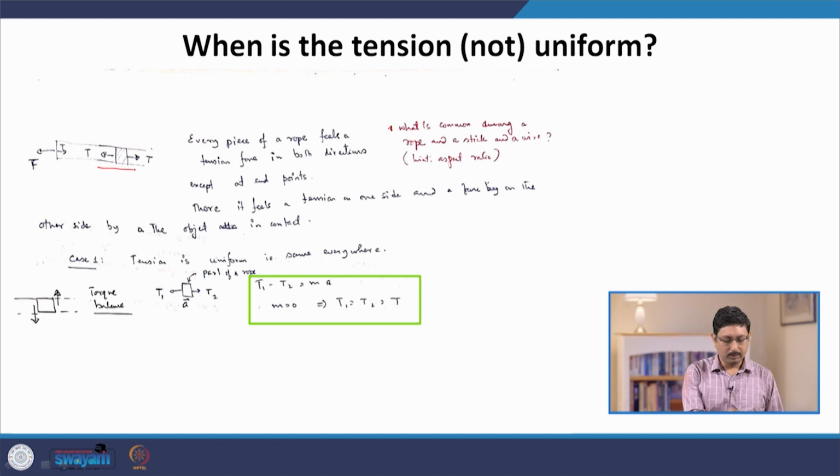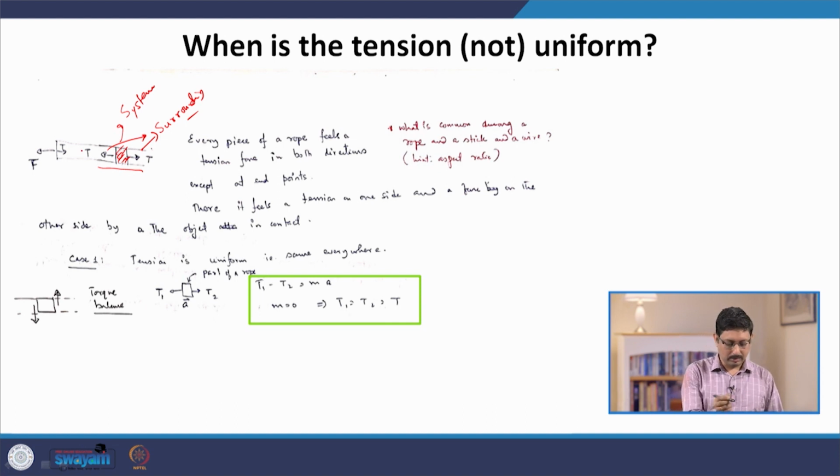So, here we try to analyze it more carefully. This shaded area is a small piece of a rope, and let us say this is my system. Everything else is surrounding. So, the neighboring part of the rope is part of the surrounding, and it exerts a tension on the shaded area. Similarly, this part is also surrounding, and it also exerts a tension.